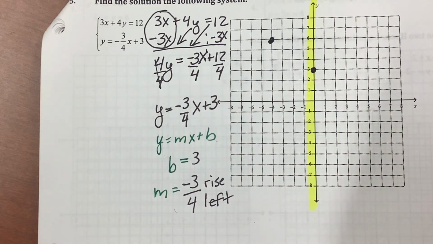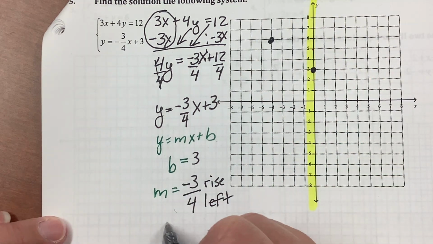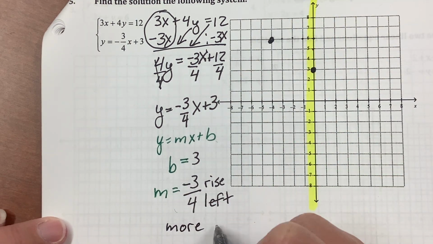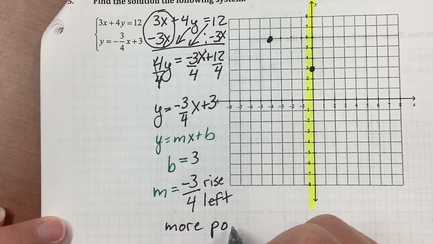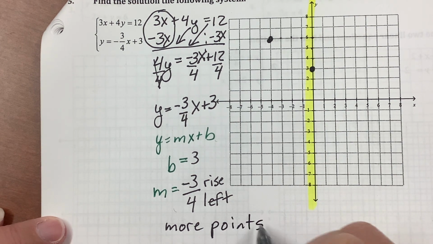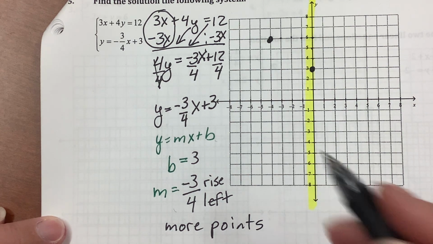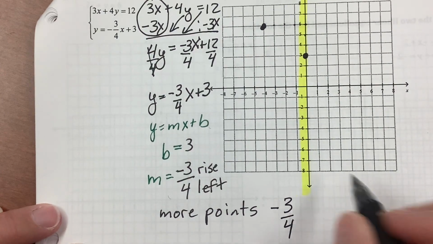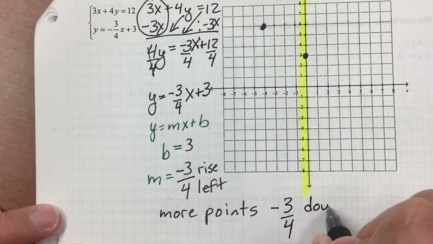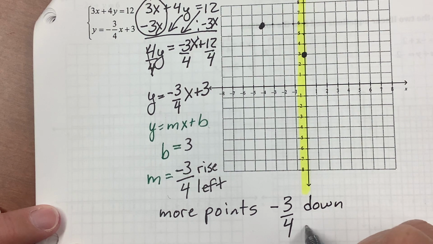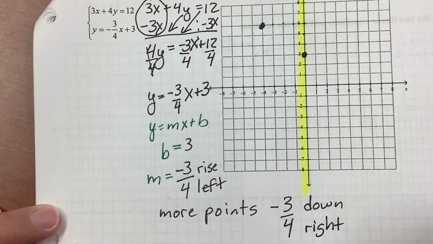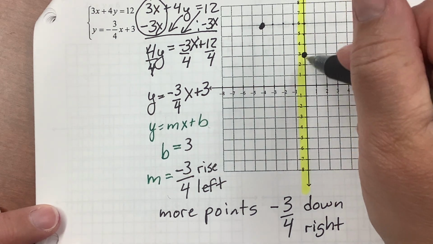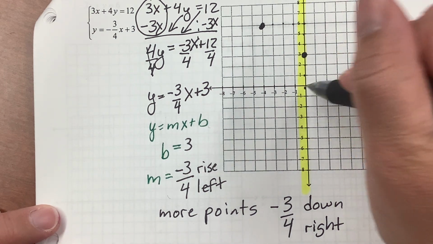Rise 3, 1, 2. Ugh, I can't do that. So now, more points. How do you get more points? You do the opposite operation to get more points. So it's negative 3/4, but instead of rise, I'm going to go down. Instead of left, I'm going to run right. You have to do the complete opposite to get more points. So I'm going to go 3 down, 1, 2, 3, and 4 right.